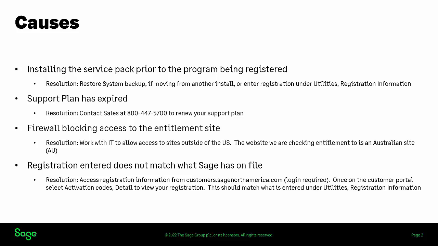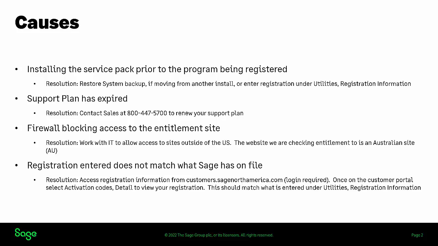Another cause is that the support plan has expired. To resolve this, contact sales at 800-447-5700 to renew your support. Another possible cause is that your firewall is blocking access to the entitlement site. This site is outside of the US. It is an Australian site, so you'll need to work with your IT to allow access to sites outside of the US.